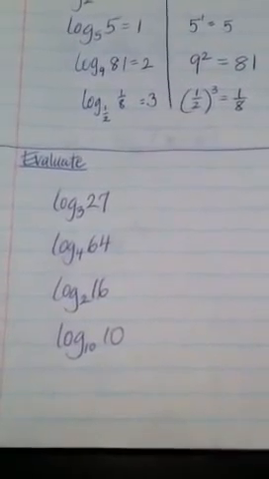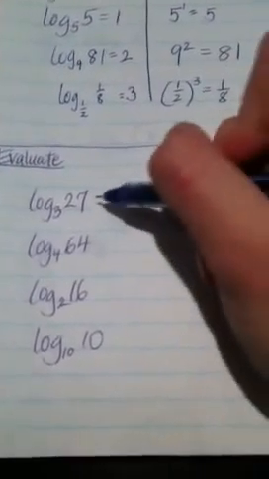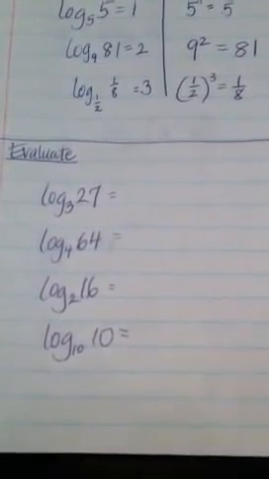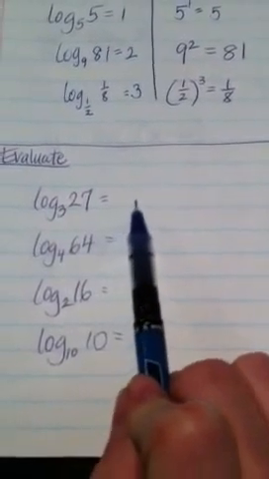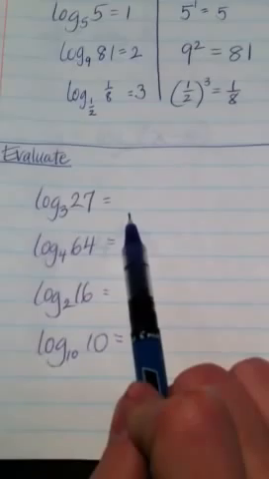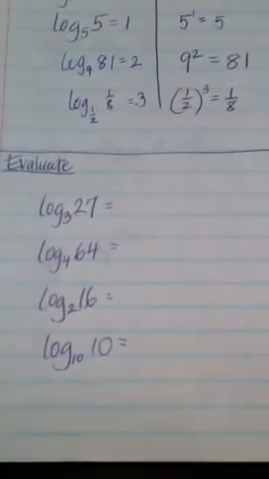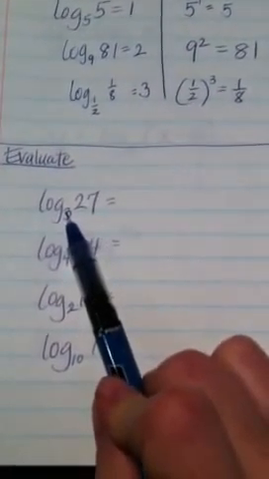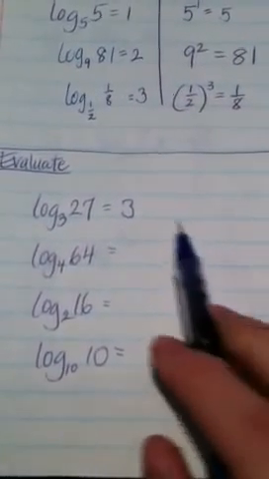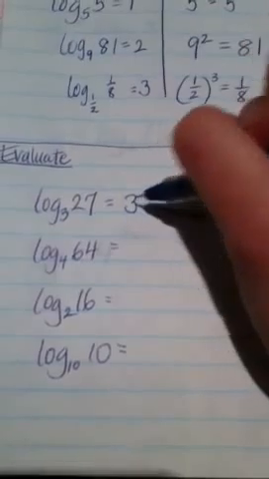Okay. So evaluating, your answer for all of these is the exponent that would make it true. So in other words, 3 to what exponent would equal 27? And if you don't remember those, I'll show you a different way to do it in a second. But I know that 3 to the third power equals 27. So that answer is 3.